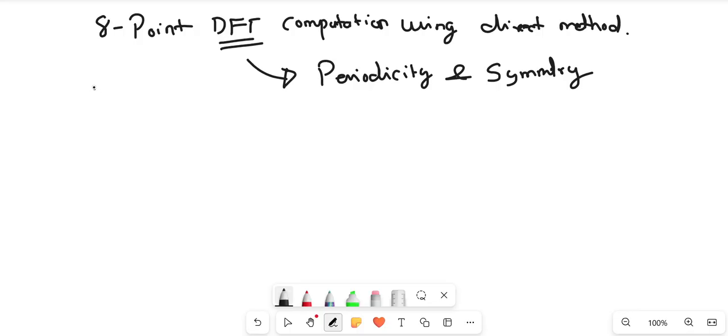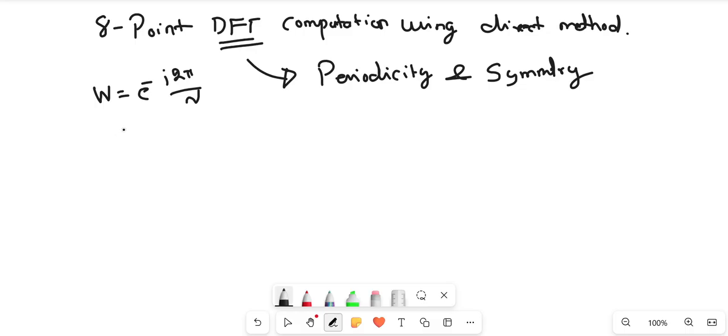Okay, what is the twiddle factor? W is equal to e power minus j 2 pi by N. So this is the twiddle factor. By exploiting the periodicity property and the symmetry property, we will compute. I will explain now.